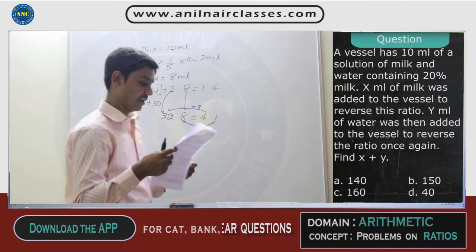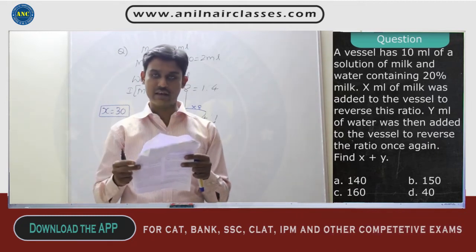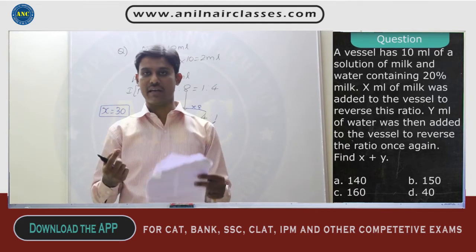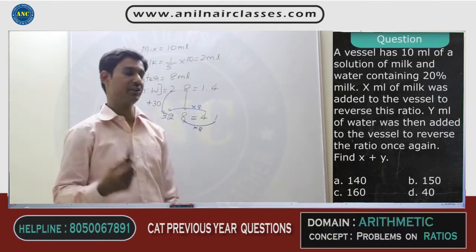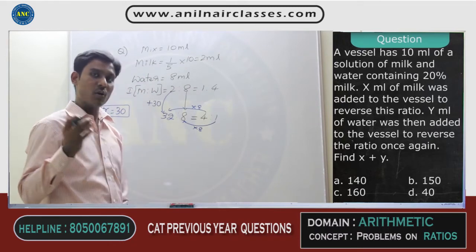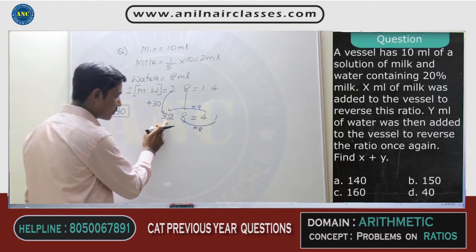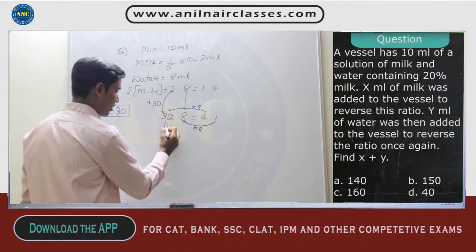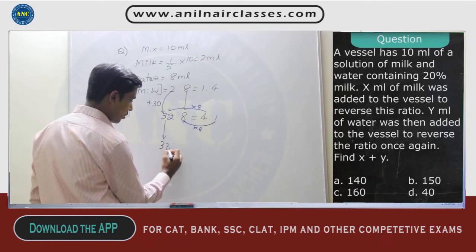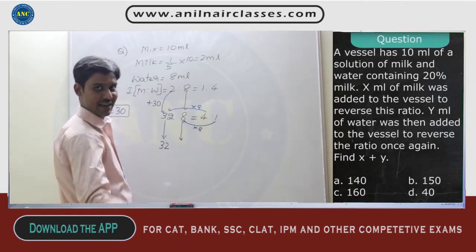The next statement says Y ml of water was then added to the vessel to reverse the ratio once again. That means you are again adding Y ml of water into the vessel. Now if you are adding water into the vessel, milk will not change. How much ever milk was present earlier, same milk will be present now also because you are adding water, not the milk. If it is 32, here also it will be 32, but you are adding some water. That I don't know how much it is. They are telling it as Y.